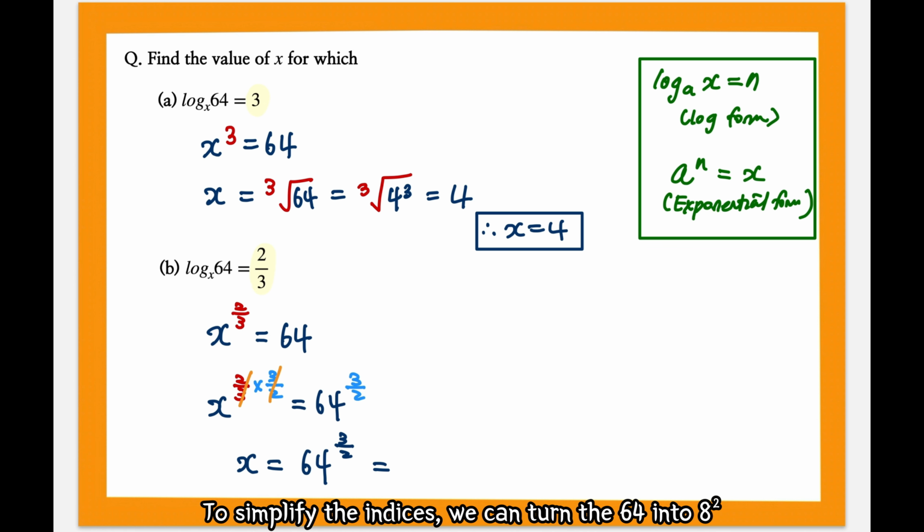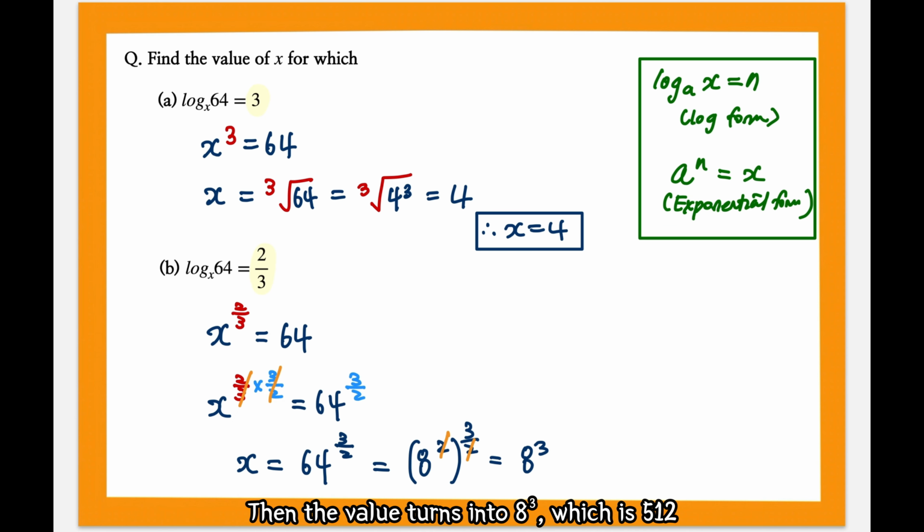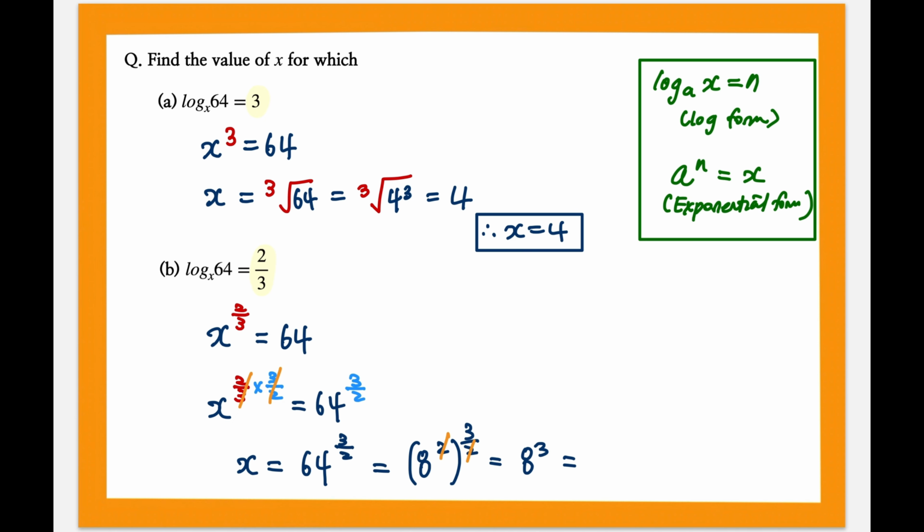To simplify the indices, we can turn the 64 into 8 to the power of 2, and then keep the 3 over 2. Then can you recognize that we can still cancel that 2? Then the value turns into 8 to the power of 3, which is 512. So this is the x value for question B.